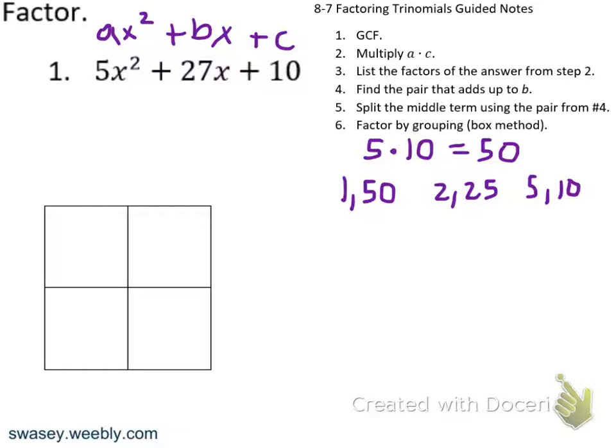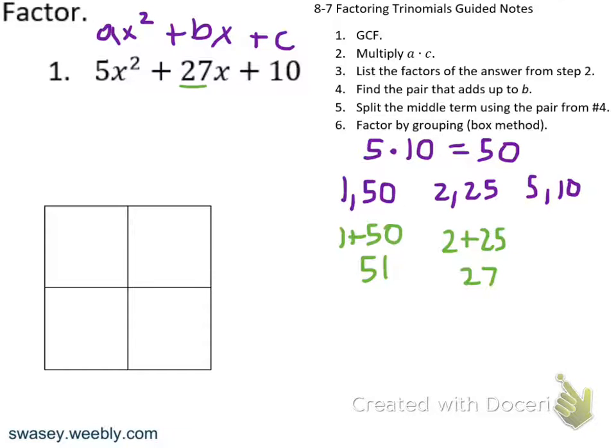We're looking for a pair of factors that adds up to the b. So when we add up these numbers, 1 plus 50 is 51. 2 plus 25 is 27. We're trying to add up to the b, which is 27. So 2 and 25 is our pair of factors that multiply to get 50 and add to get 27.